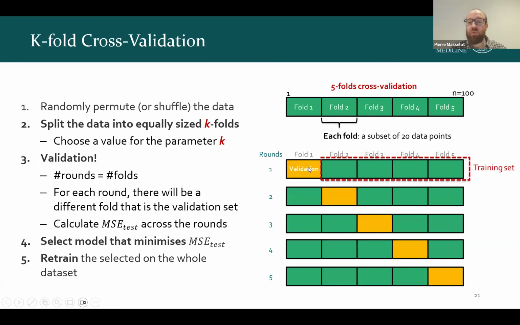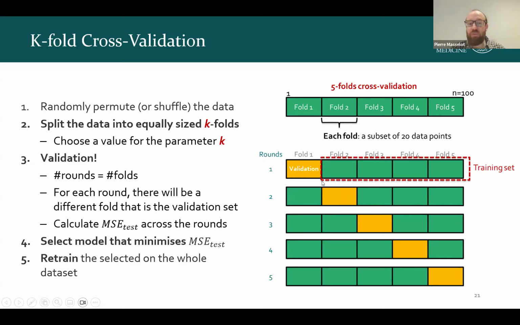In the first round, you set aside the first fold, you train your model on folds 2 to 5, and then you test and compute your MSE test on fold 1. So you predict on fold 1 and then compare to its observed target. Second round, you do the same. This time you set aside fold 2, you train your model on folds 1, 3, 4, 5, you test on fold 2, and compute the MSE, and so on, and you do this 5 times with each fold.